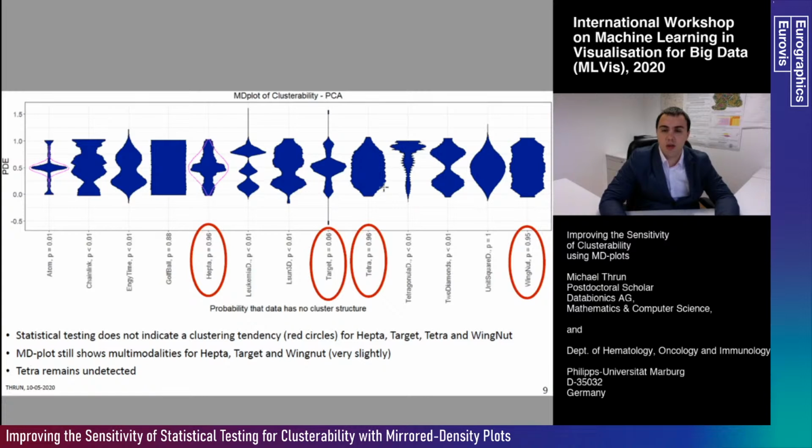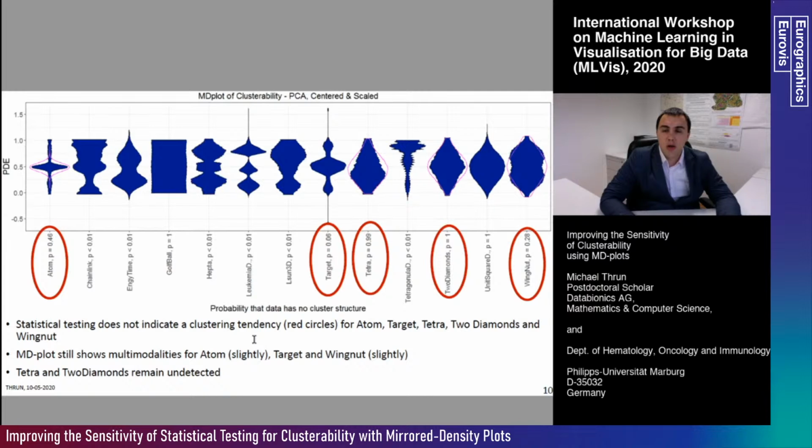We can use in the clusterability package of Adolfsson et al. either the usual PCA or a centered and scaled PCA. This is done in this experiment shown on the slide. In the case of a centered and scaled PCA, the first principal component looks different. And we still see that several data sets do not have any cluster structure according to statistical testing, and often also no cluster structure according to the visualization.